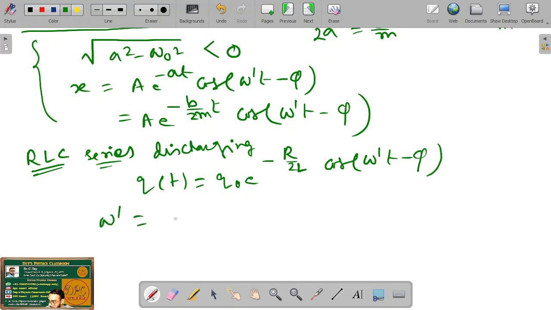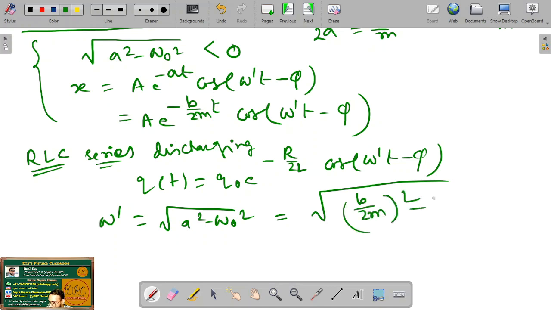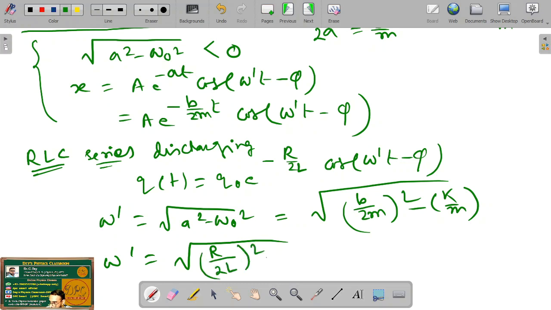Similarly, for the RLC series discharging circuit, we get the value of charge which equals Q0 e to the power of minus R by 2L into cosine of omega prime t minus phi, where omega prime is root under a square minus omega 0 square, which equals root under (b by 2m) square minus omega 0 square, meaning k by m. Similarly, in case of electrical RLC system, b is analogous to R and m is analogous to L. So, (R by 2L) square minus, k is analogous to 1 by C and m is analogous to L. So, that would be 1 by LC.